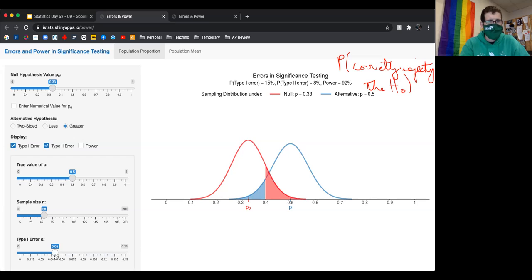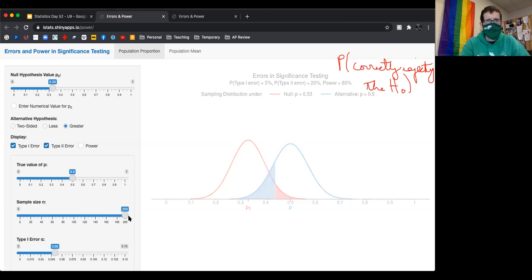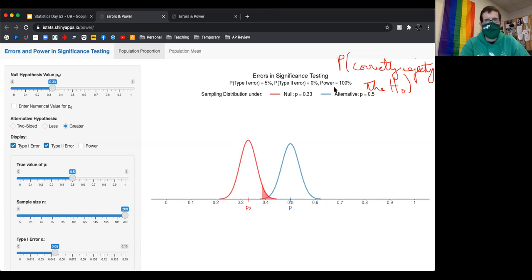Okay, let me move this back to just a 5% significance level. We've already seen, of course, how raising your sample size can make it higher power because we get a narrower distribution, and therefore it's really hard for us to fail to reject the null hypothesis.